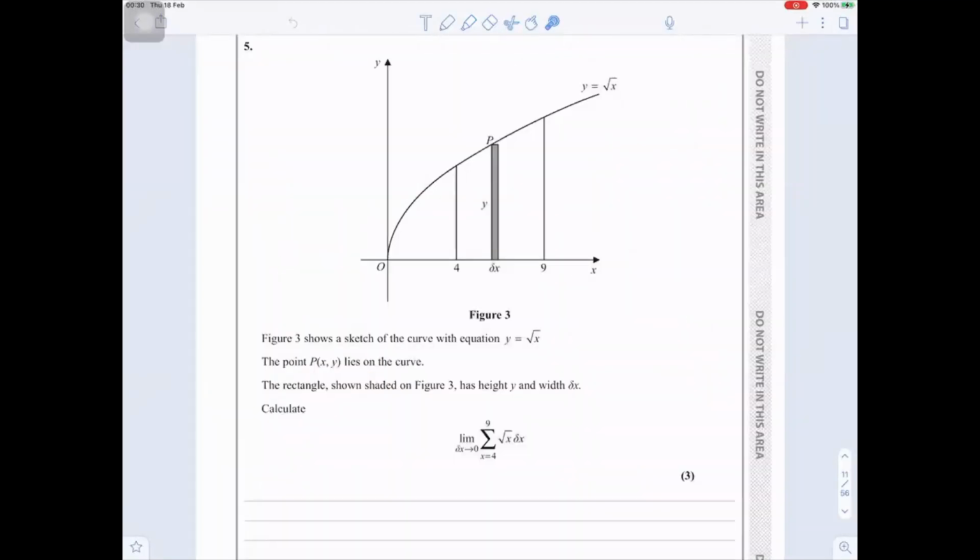Question number 5. Figure 3 shows a sketch of the curve with equation y equals the square root of x. The point P(x, y) lies on the curve. The rectangle shown shaded in figure 3 has height y and width delta x. Calculate the limit of the sum of square root of x delta x.